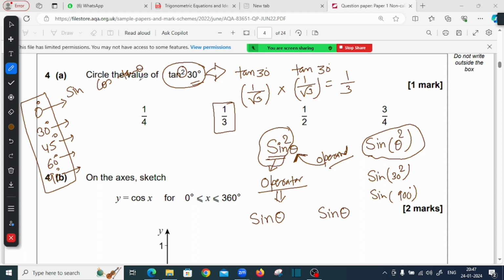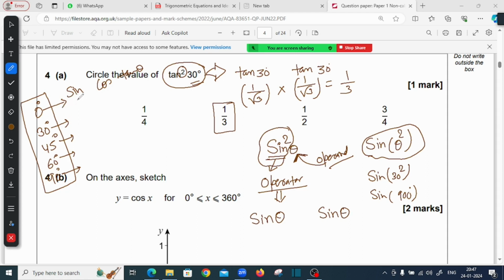If this paper is your paper one, I think this is paper one, right? In this paper you should not use your calculator. This is non-calculator based, so it means that you must remember these values.